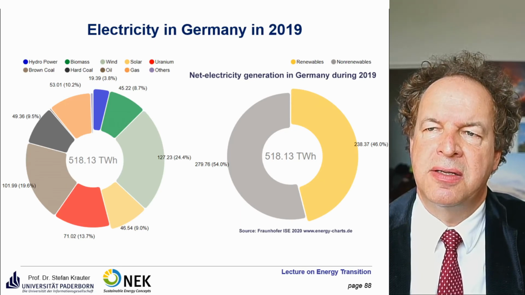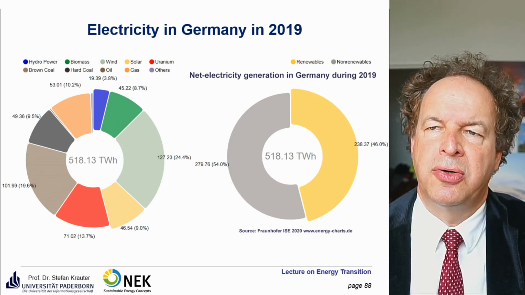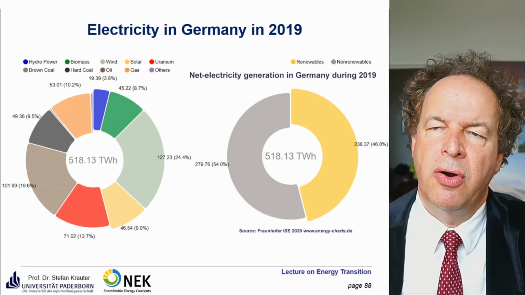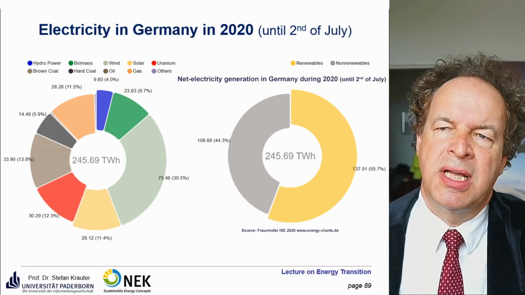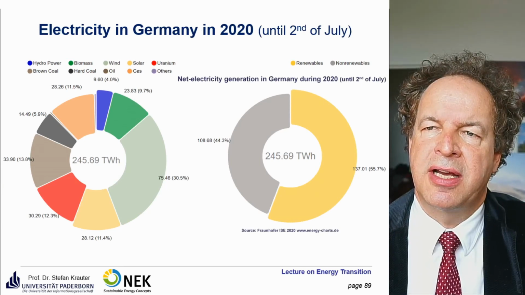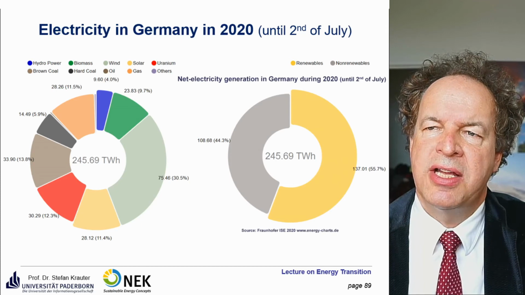Nobody expected it two decades ago. In 2000, we just started with 3% of hydropower, and wind and solar were practically non-existent. If you go a step further, you see what's happening in 2020. This data has been captured until the 2nd of July 2020. You see it even increased.